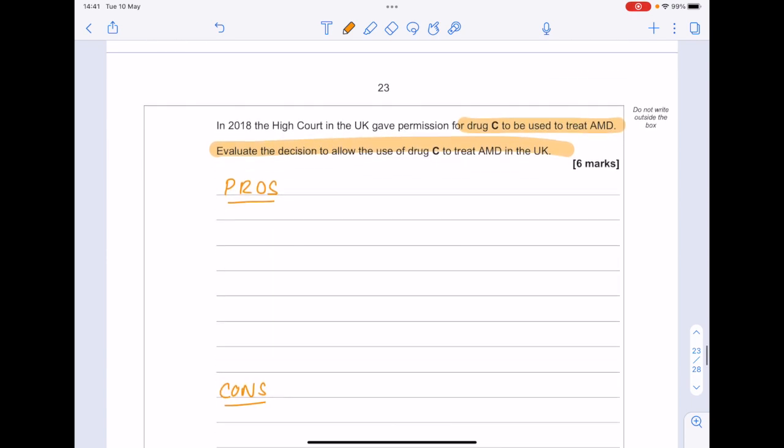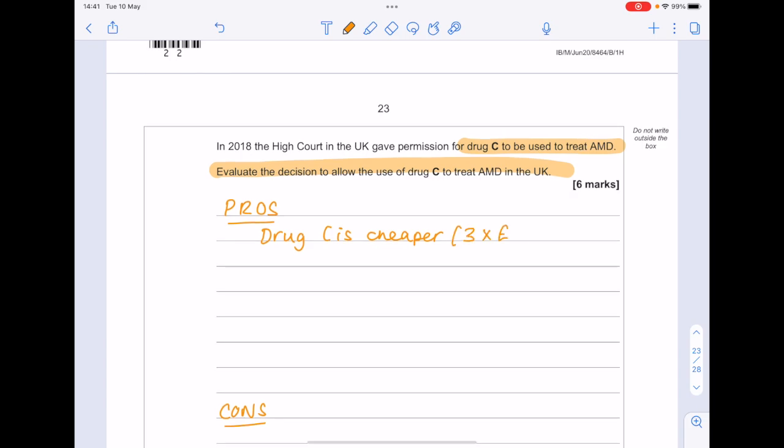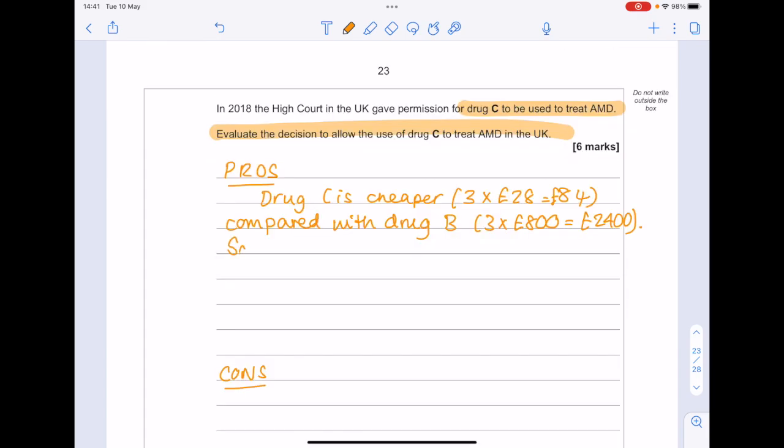So the main thing is drug C is cheaper. Let's work it out. It's 3 lots of £28, so it's only £84 compared with drug B, which was 3 lots of £800, which is £2,400, which is crazy expensive. Why is that a good thing? Well, it saves money for the National Health Service, the NHS, meaning that more people can be treated.